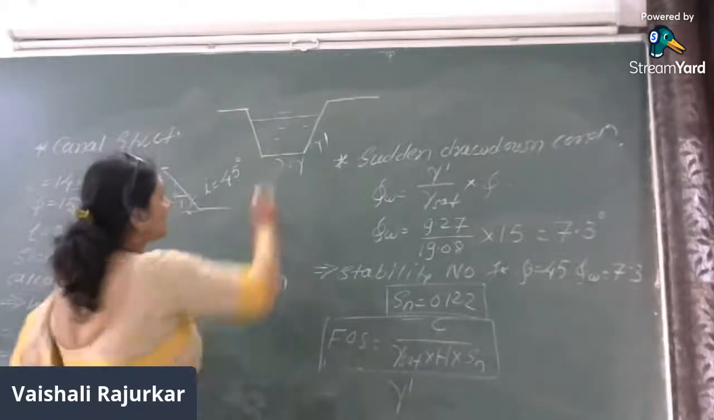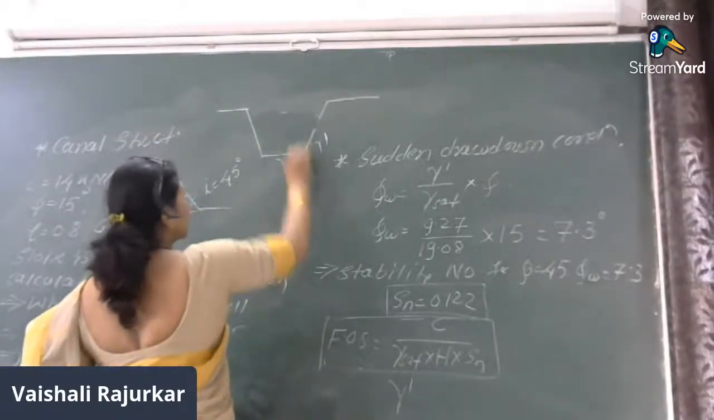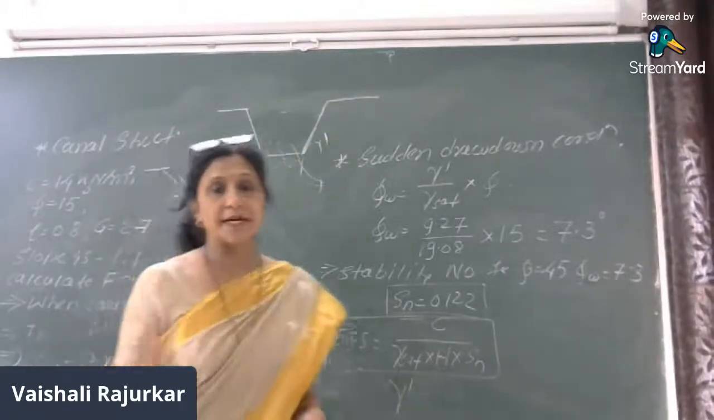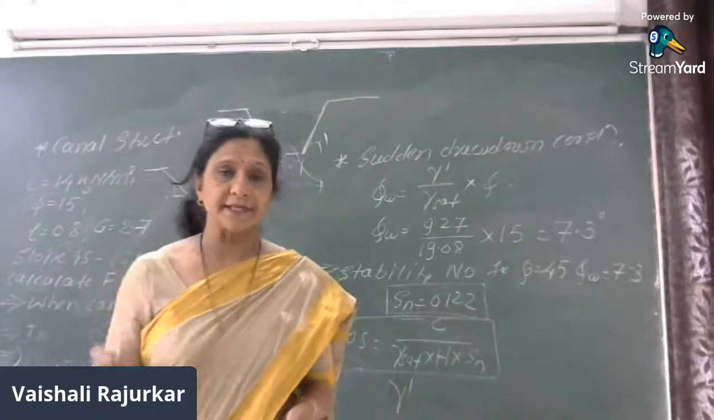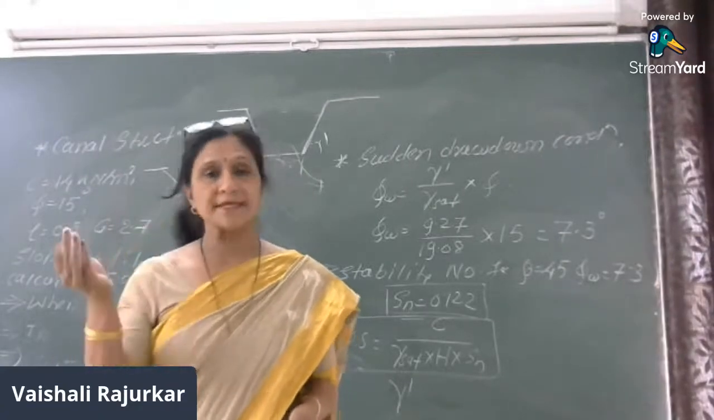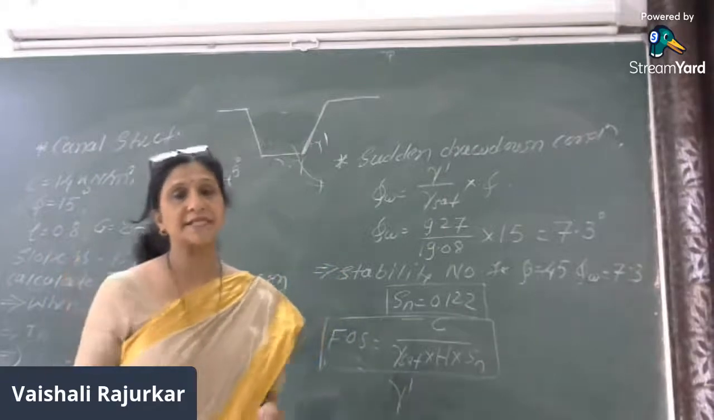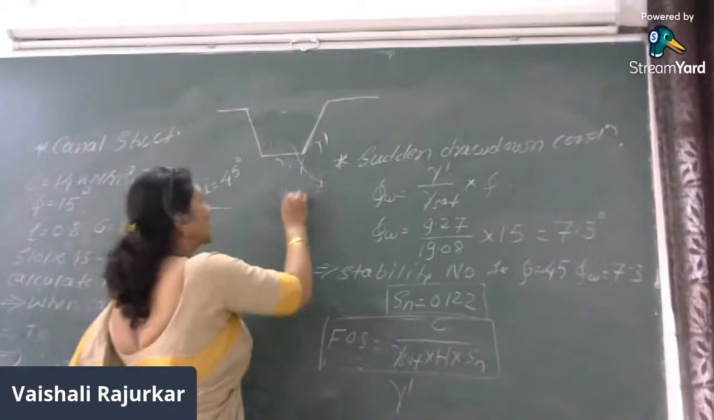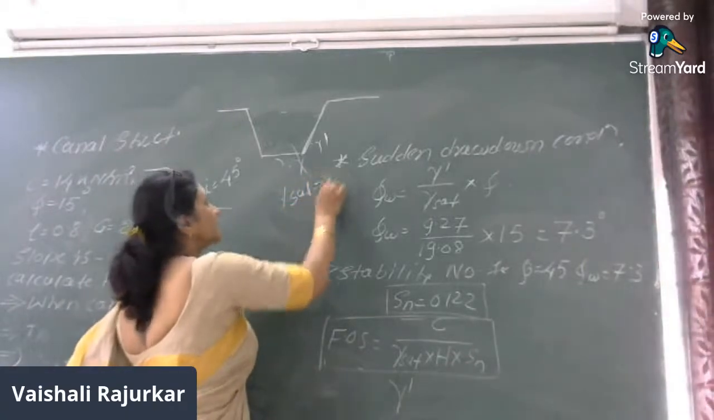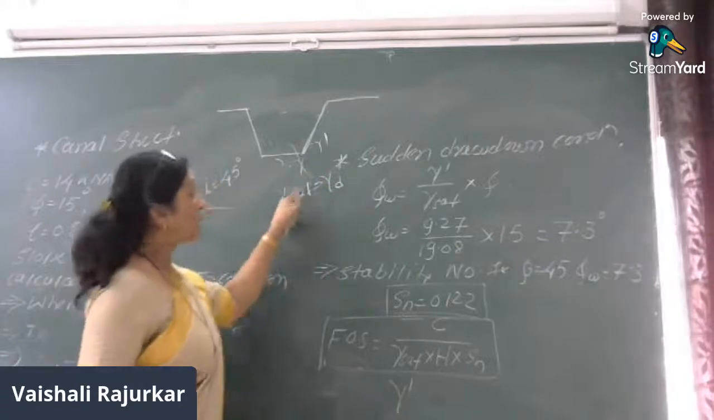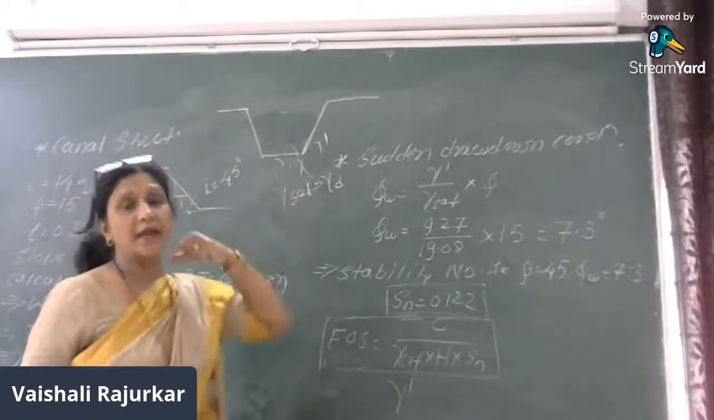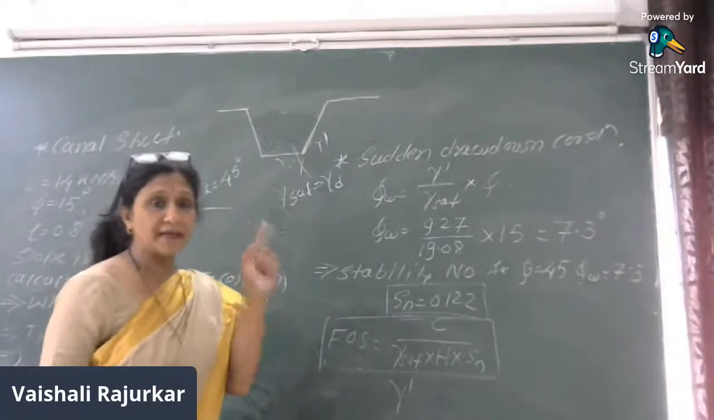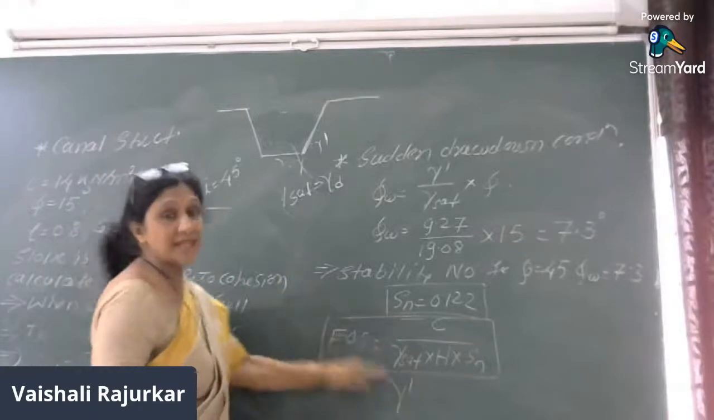But when the water is completely drained out, this is the condition of sudden drawdown. If we consider the empty canal in the summer season, that condition is different. Here instead of gamma sat, it will be gamma dry. But here the canal is emptied suddenly, and the soil remains in a gamma saturated condition, remains in a saturated condition.